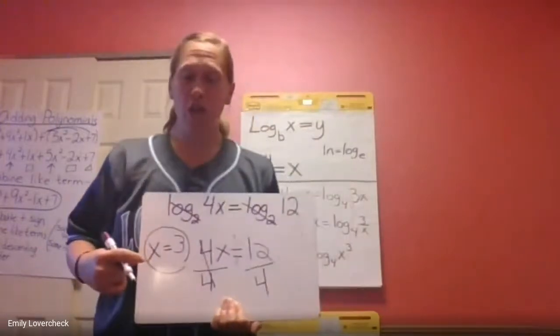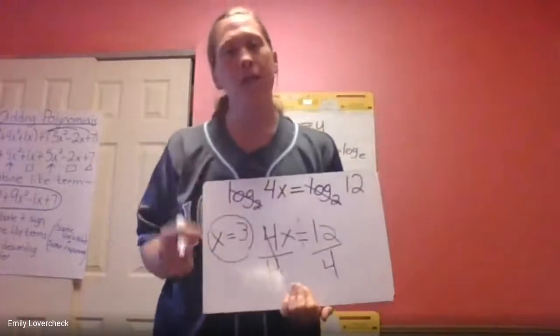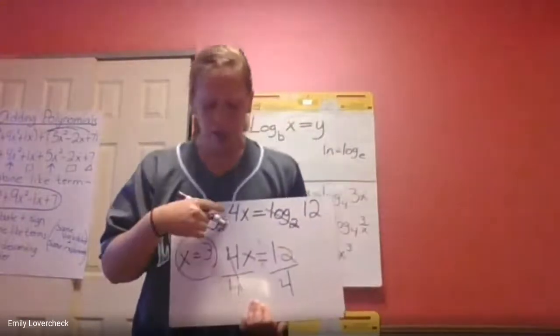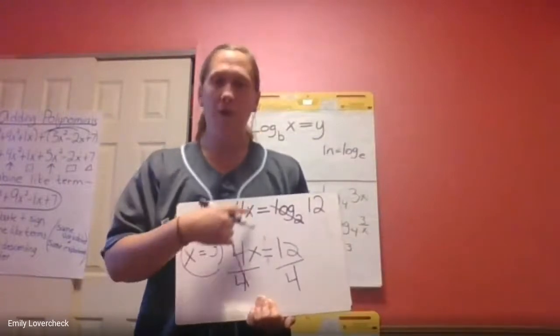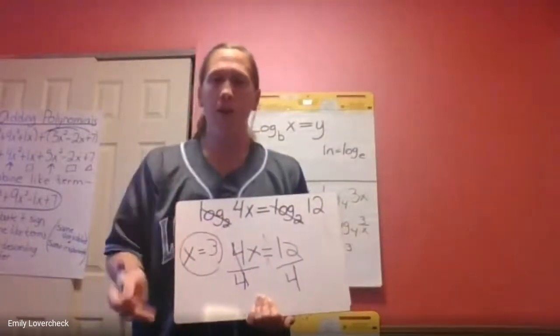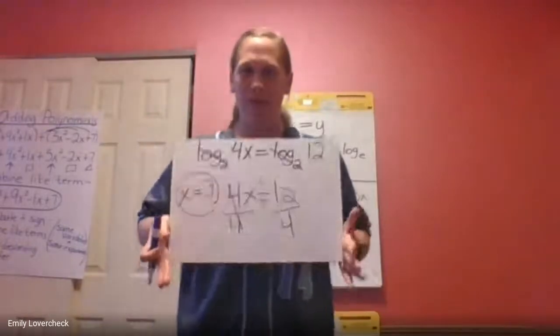Now you want to make sure you check your answer that when you plug in, those do work because there is such a thing as extraneous solutions. So when I plug in here, 4 times 3 is 12. So we get log base 2 of 12 equals log base 2 of 12, which works. So I know that x equals 3, so I'm done with that one.